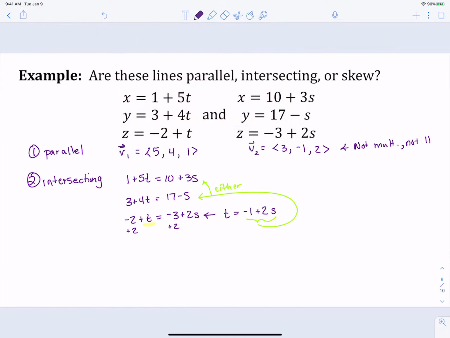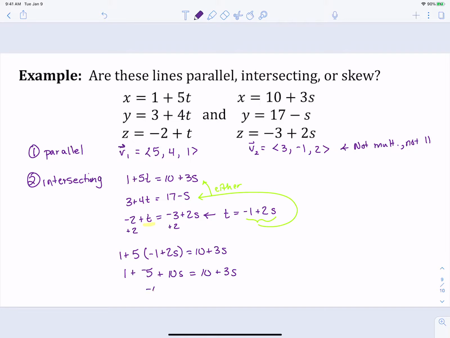Let's see. I think I plugged it into the first one. It doesn't matter. Oops, and then I didn't plug it in for t. That's what we need to do. We need to replace that t with the -1 plus 2s in the first equation, and so then we get that equal to 10 plus 3s. So this we can solve. This is an equation in one variable.